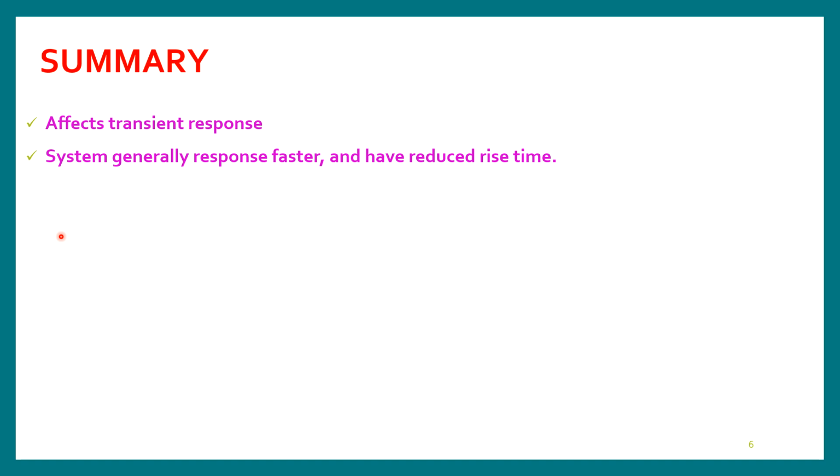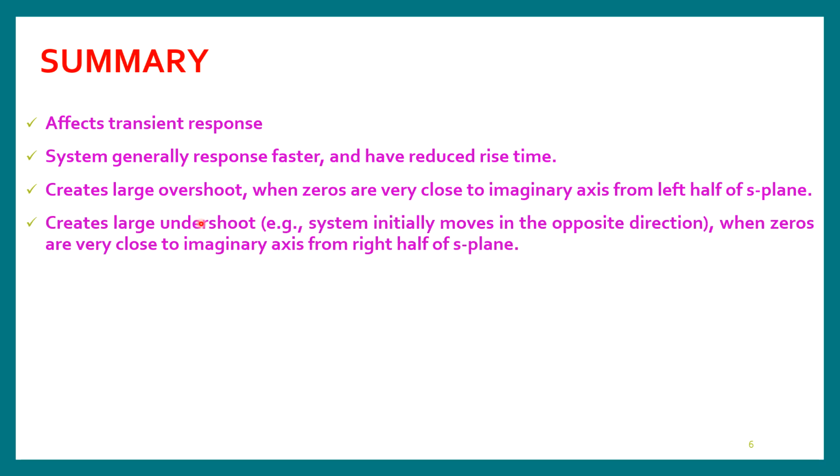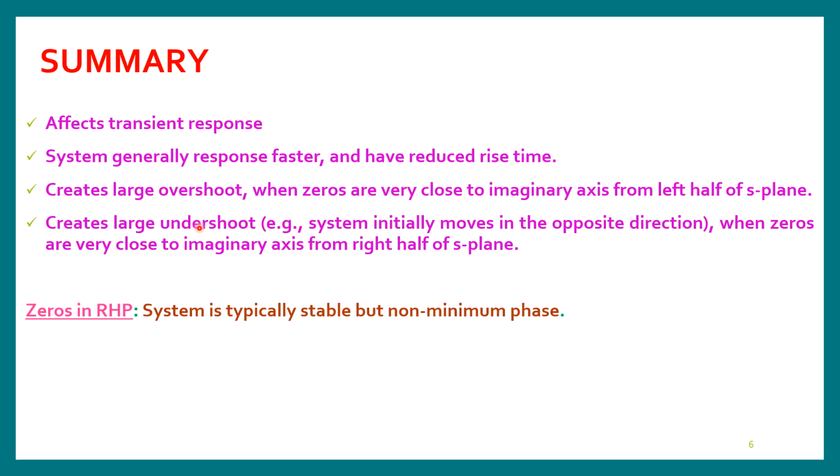So the conclusion about the effect of zeros on the first order system and second order system is that it affects the transient response, it improves the rise time, it reduces the rise time, and hence the response becomes faster. It creates an overshoot when the zeros are very near to the imaginary axis on the LHS, and it creates a larger undershoot when the zeros are located near the imaginary axis on the RHS.